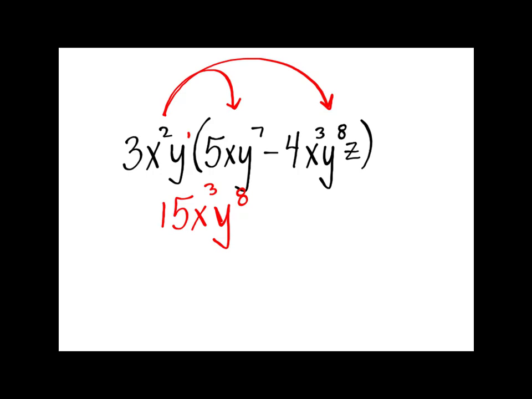Now I'm going to distribute to the second term. So 3 times negative 4 is negative 12. I have an x squared and an x cubed. So when I multiply numbers of the same base, I add the exponents. I have a y to the exponent 1 times y to the 8 makes y to the 9. And then I had the z that was there in the second term, and it had nothing else to go with it.